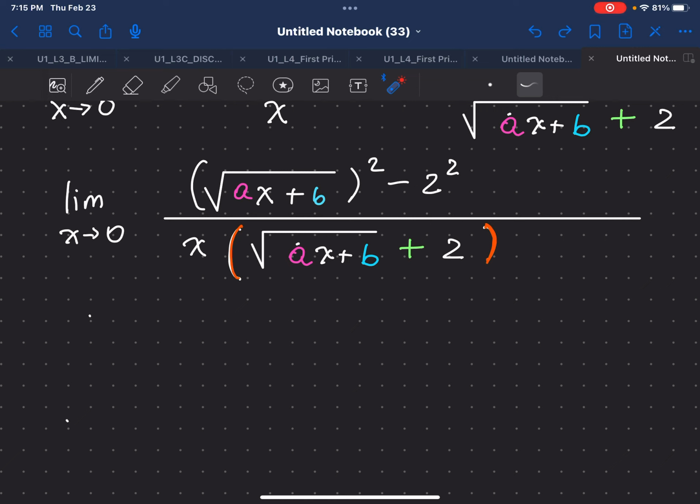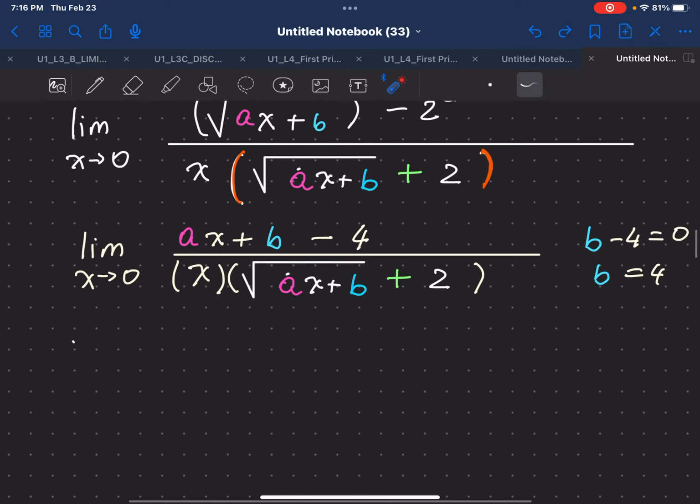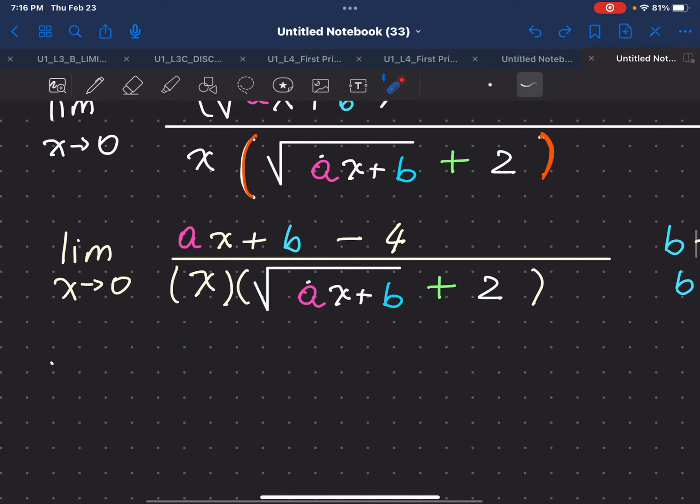Now we have the limit as x approaches 0 of the square root and the power of 2 will simplify to ax plus b. And then we have minus, and 2 squared would equal 4. In the denominator, we still have x. Nothing has changed in here. The square root of ax plus b, and then plus 2. So now at this point in time, we are thinking, what are the things that we can do in this step? Can we simplify any more?